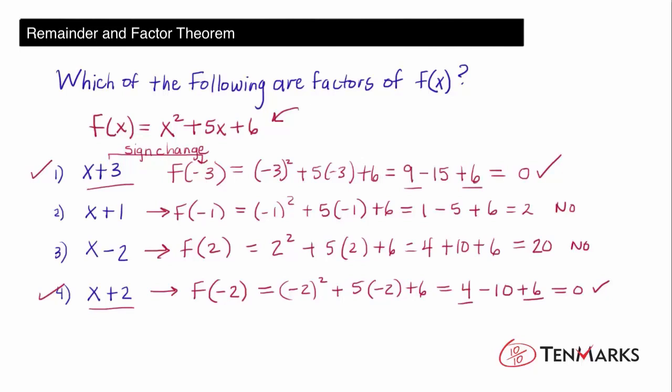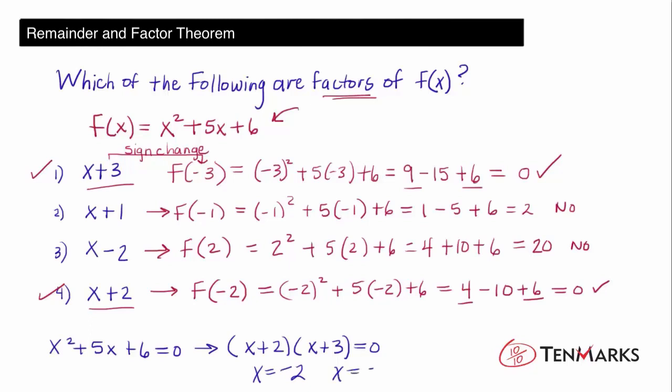Now I know that the problem is just asking which of the following are factors, but before we wrap up this problem, let's look at one more thing here. Let's say we're solving x squared plus 5x plus 6 equals 0. One way to solve this quadratic equation would be to factor it, so let's do that. And we already have the factors. We found the two factors for the quadratic, so it's x plus 2 and x plus 3. And then to solve this, we would take each of these factors and set them equal to 0. And that would give us x equals negative 2 and x equals negative 3.